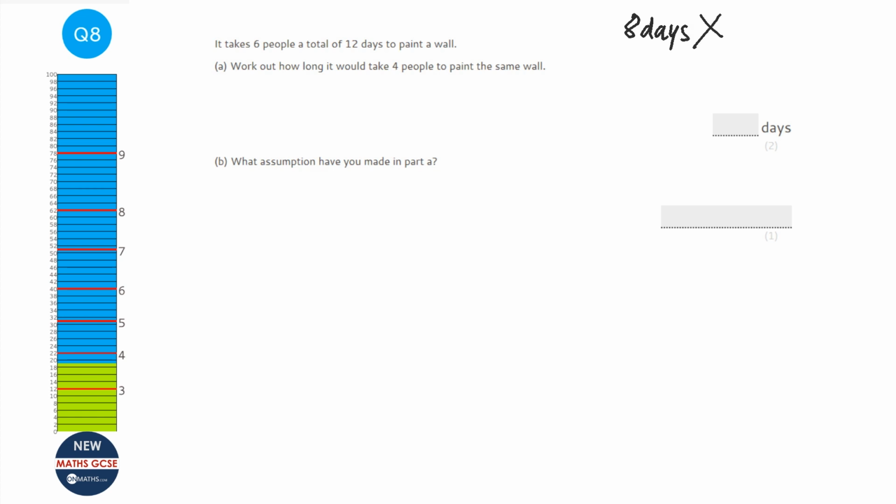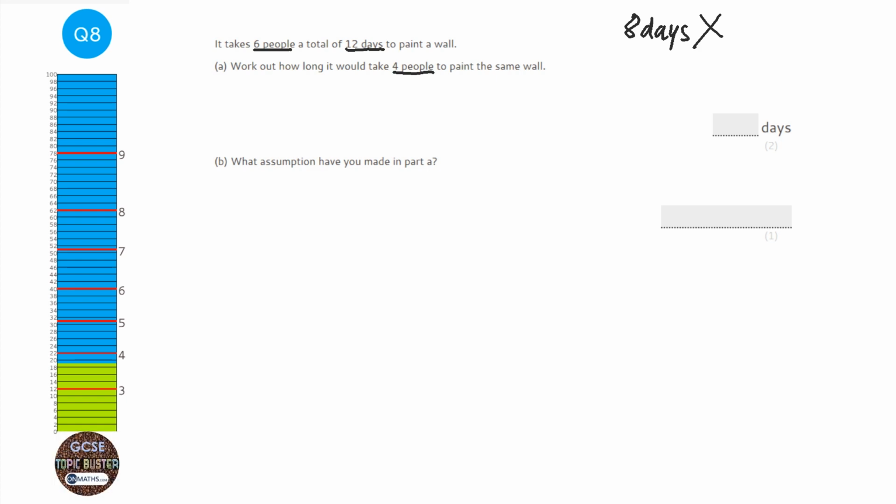And I understand why people put that answer down, but think about it logically. 6 people take 12 days. 4 people, which is less, so you imagine there's a task and you've got 6 people and then you've got 4 people, okay? You'd expect it to take longer. So if it took 12 days before, it wouldn't suddenly take 8 days. Otherwise, why would people employ more people? Why would a foreman employ more builders if less is better? So we know that that's the wrong answer.